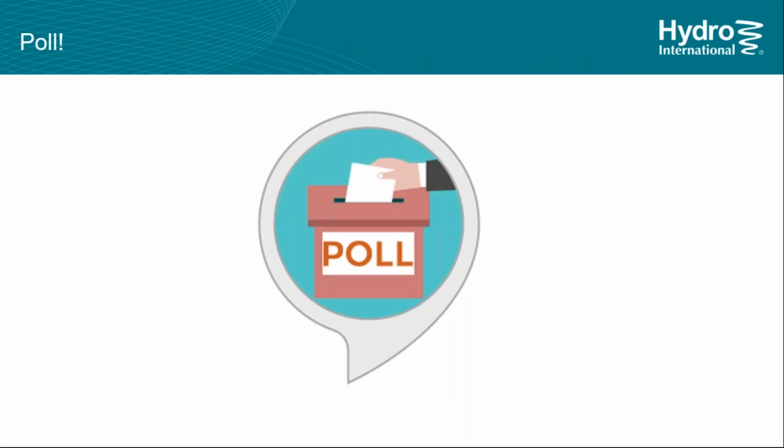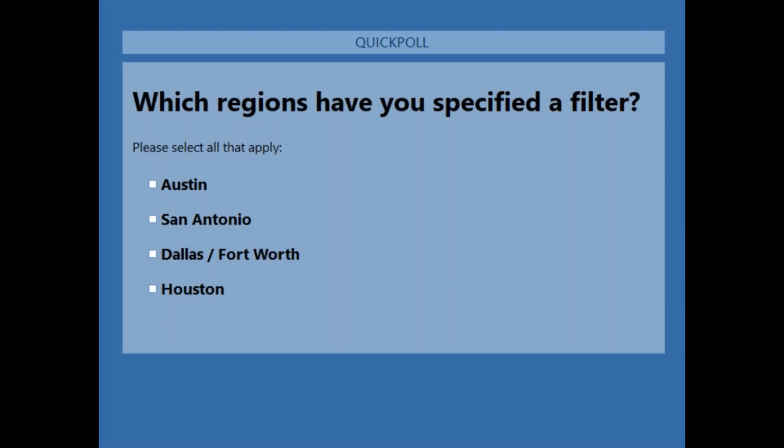Now our first poll. I'm going to launch a poll where you'll all be able to vote, and then I'll close that poll, share the results, and then you should be brought back to the presentation after that. And so please let me know if for some reason that's not the case. But the first question I'm going to ask today: which regions have you specified a stormwater filter in, if you have specified one before? I'll give you all a moment to answer.